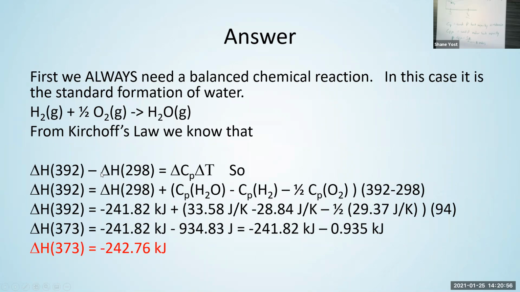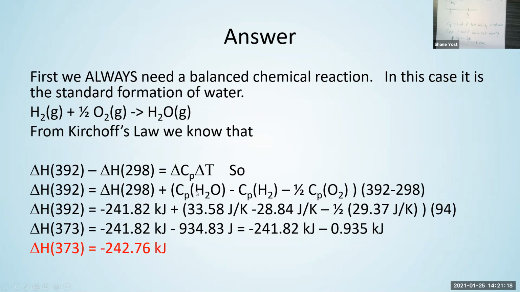again, that change in enthalpy with respect to change in temperature, looking at the enthalpy at 392 Kelvin minus the enthalpy at 298 Kelvin, is equal to delta Cp delta T. Well, we just add that enthalpy at 298 Kelvin onto the other side. That change in temperature is just 392 minus 298, which happens to give you 94 Kelvin.